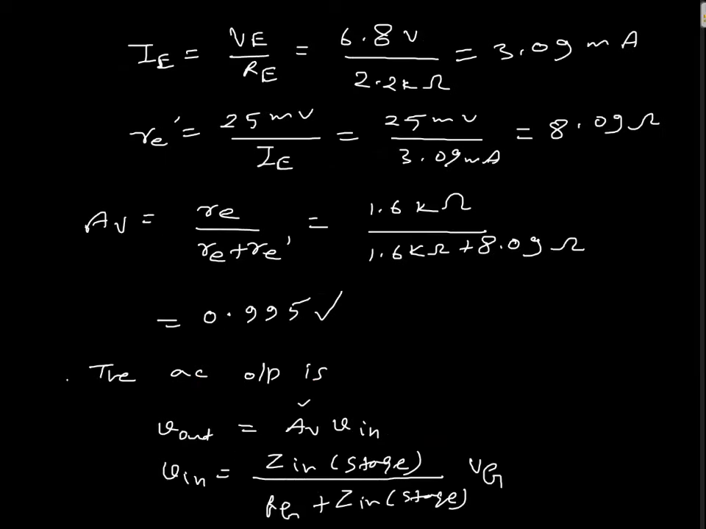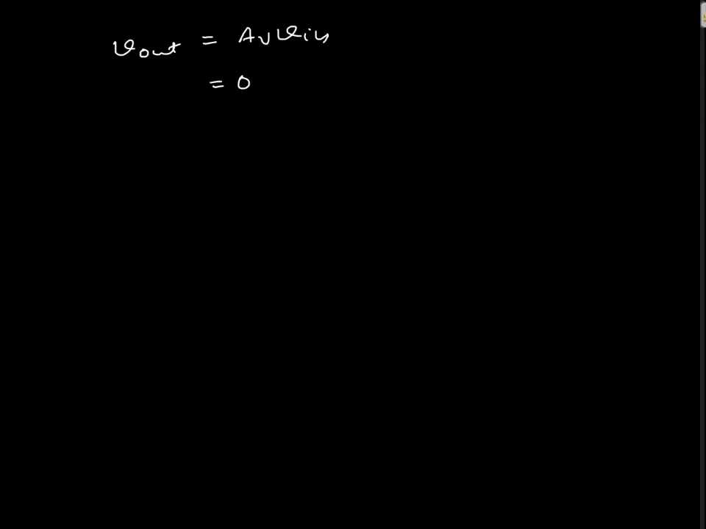AV is 0.995. So AV is 0.995 and Vin, we just saw it, 0.8 volt. So after solving this, we'll get the value of Vout: 0.995 into 0.8. So this will come as 0.796 volt. So this is the value of the AC output.